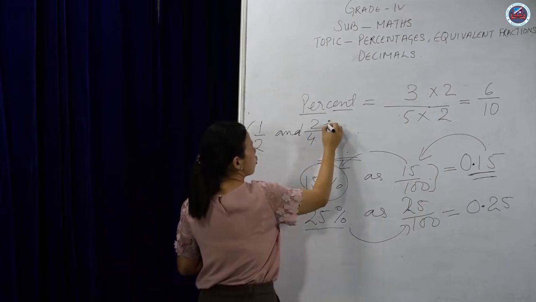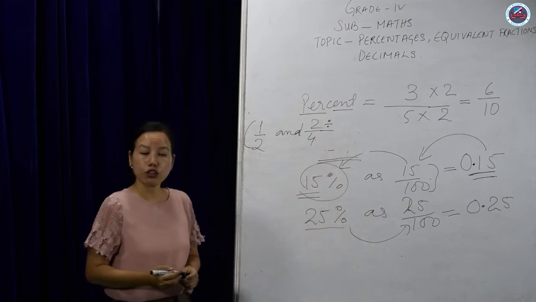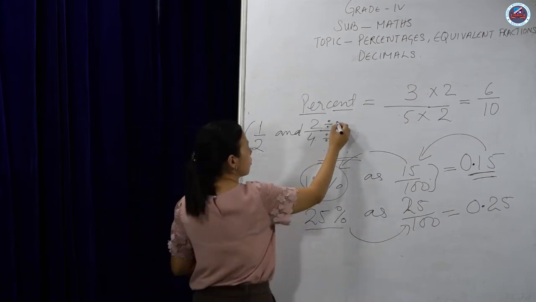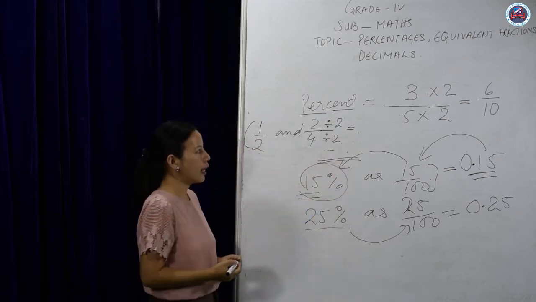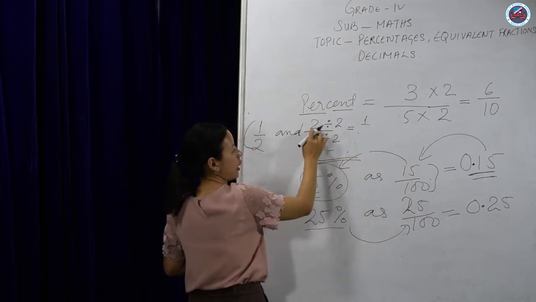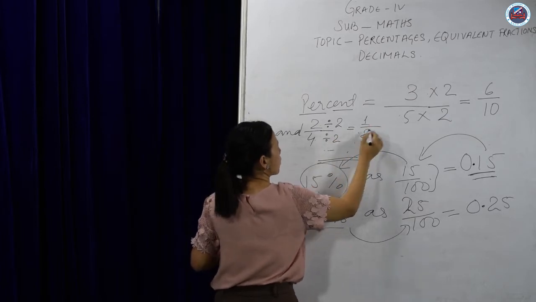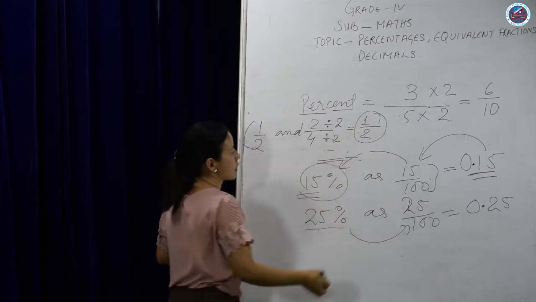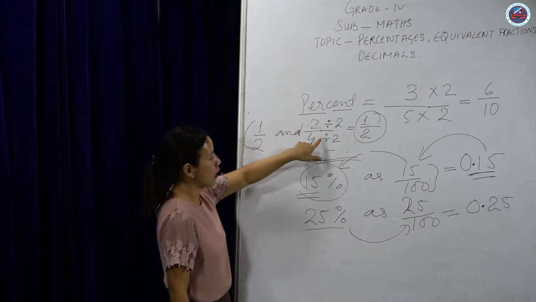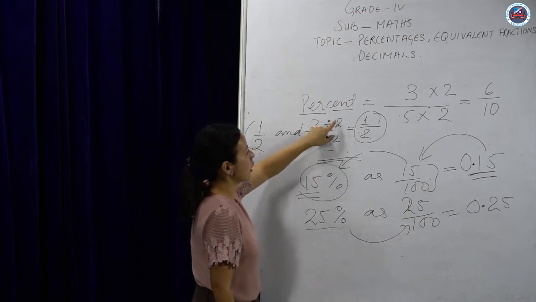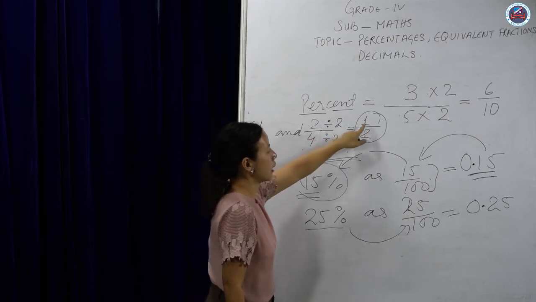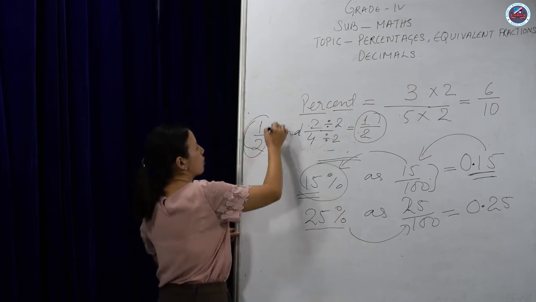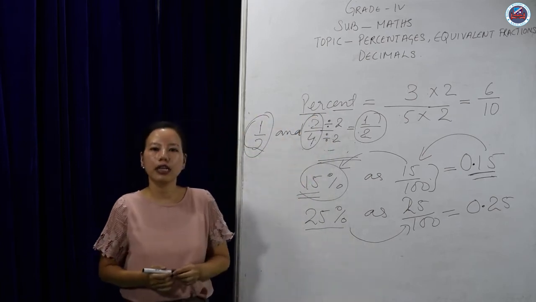So how do we do it? I know that 2 and 4 are in the two times table, right? So I divide both the top and the bottom number by the same number, that is 2. When I divide, 2 divided by 2 is 1, and 4 divided by 2 is 2. So I got the answer 1 by 2. So if I divide both the top and bottom number of 2 by 4 by the same number, I get 1 by 2. So I can say that 1 by 2 and 2 by 4 are equivalent fractions.